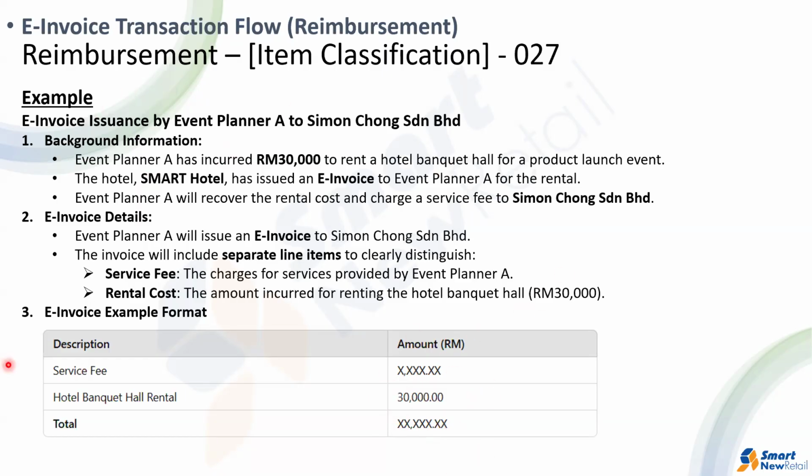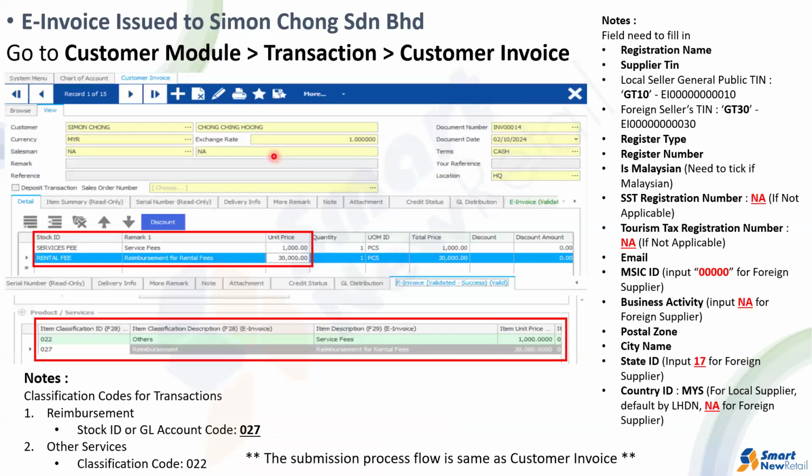As an example of how to create a document for this, it's like when you create a customer invoice, you create it normally: who your customer is, what service has been provided. The item classification code below is actually automatic based on the stock ID you selected. So on some of the stock IDs, you need to change the item classification code. For example, the normal one like service fee, we don't specially charge, so it is 022. We didn't specially label it, so it's 022. But for the rental fee, maybe it's a reimbursement, so you need to change this. You need to create a stock ID for this rental fee and change the classification ID to 027.